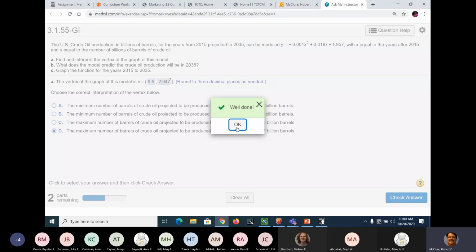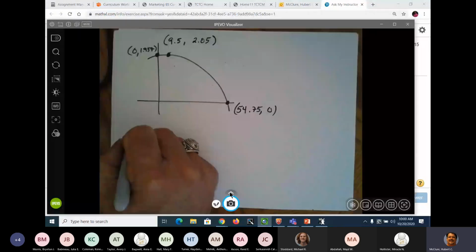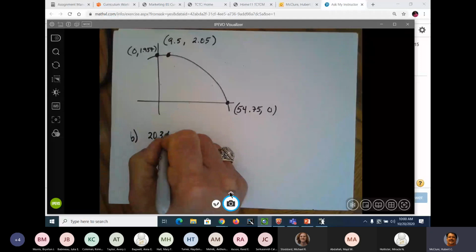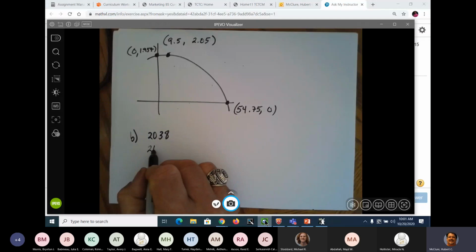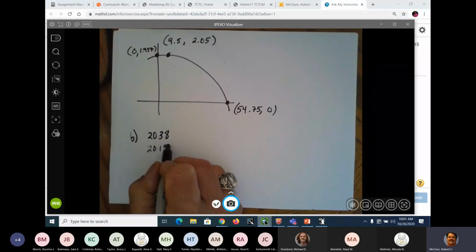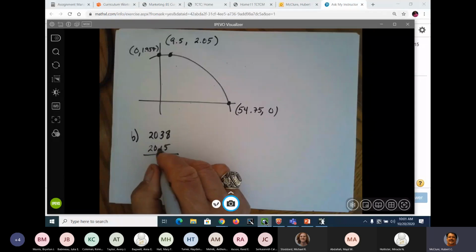Okay, the model predicts crude. Okay, what does it say? What does the model predict crude oil will be in 2038? Okay, well, let's go here. 2038 minus, what was it, 2015? Yeah, 2015. 8 minus 5 is 3, and 3 minus 1 is 2. So X is equal to 23.